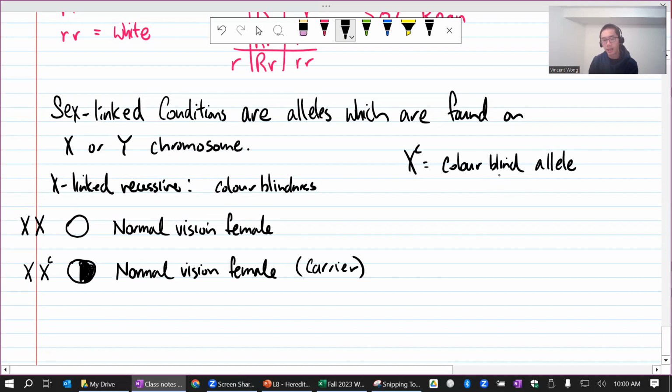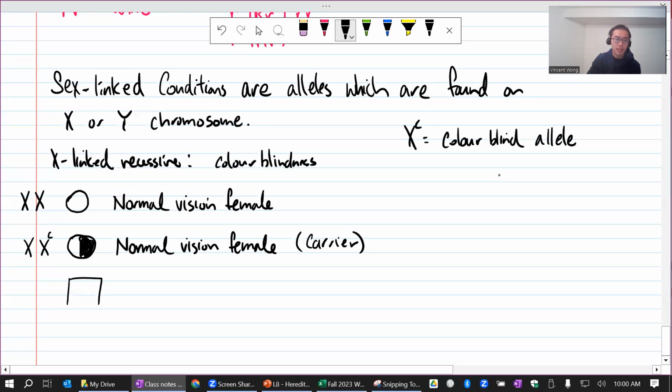Can you tell if someone is a carrier just by looking at them? If a female has normal vision, can you tell if they are a carrier or not? No, you cannot. Okay, you can't tell. They could be XX or XXC. You don't know. Okay? There's no physical difference.